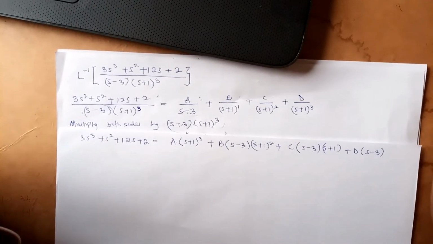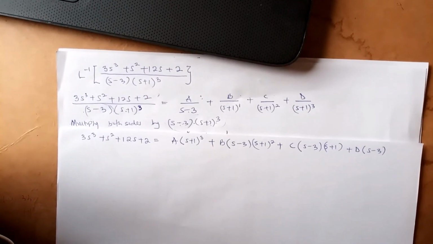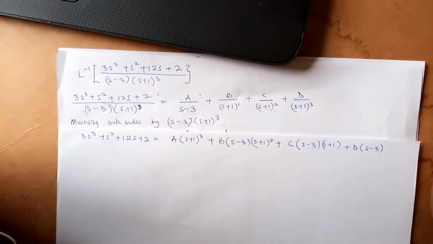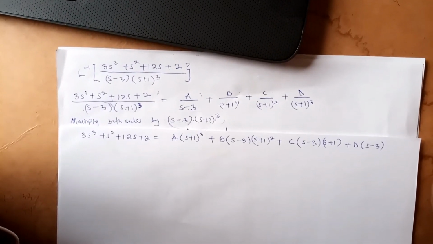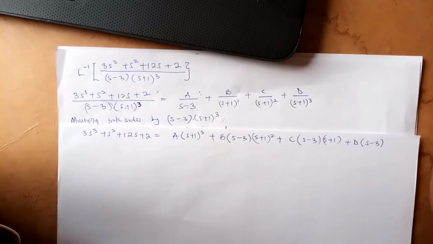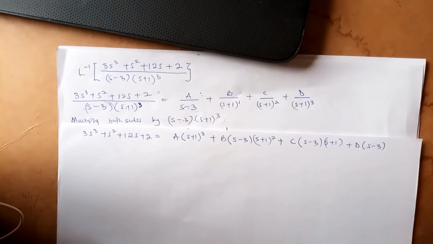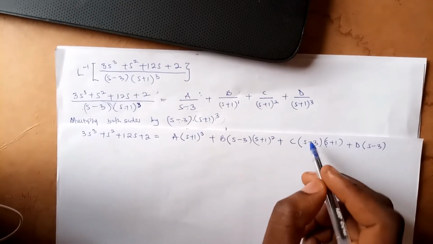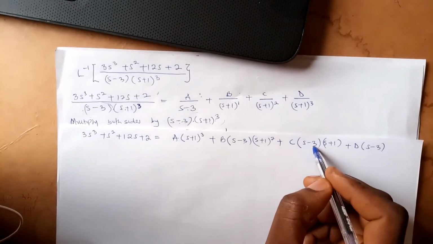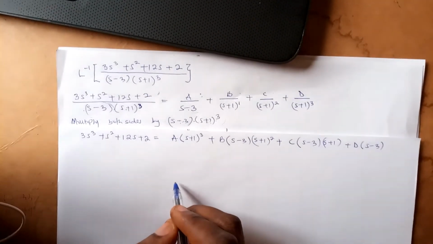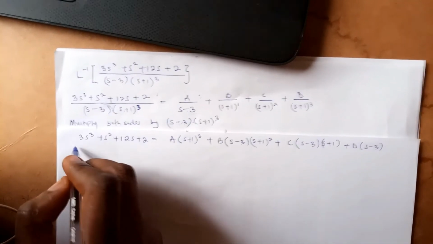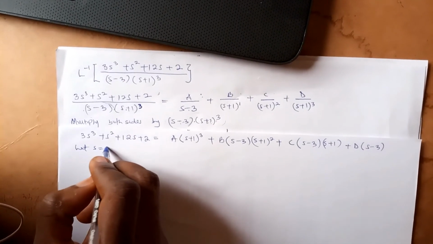So the next thing now is for us to start looking for the A, B, C, D. We look for them one after the other. So let's just look at it very well. But one thing you notice here is this. By the time you set your x equals to 3, something will happen. So let's start with that. Let our x is equals to 3.